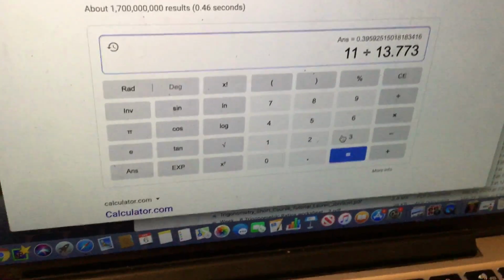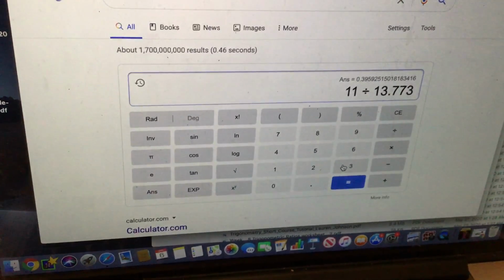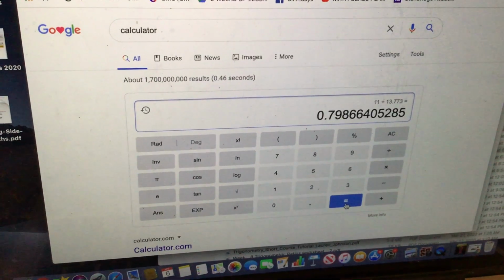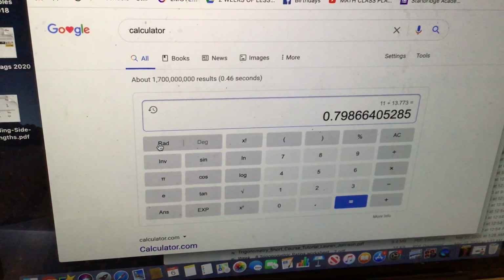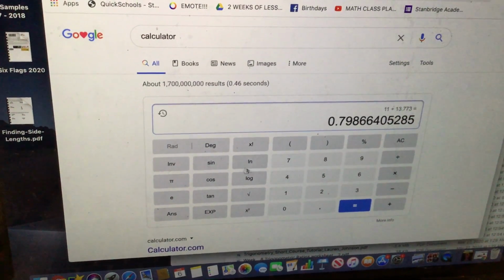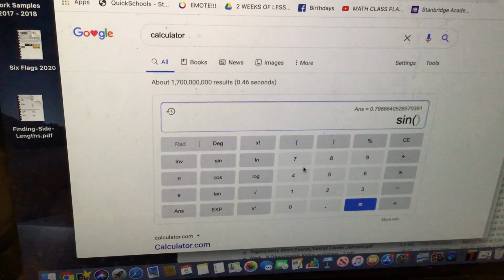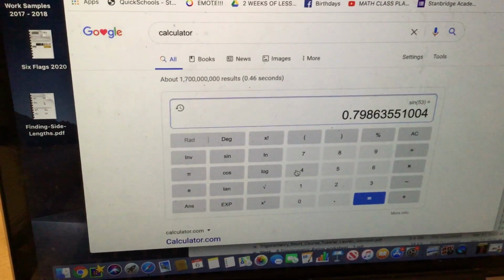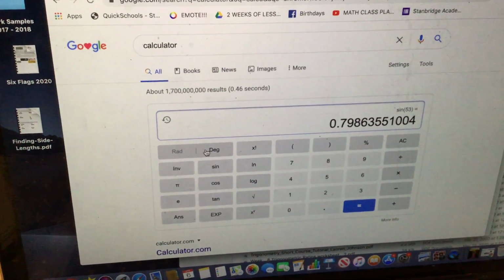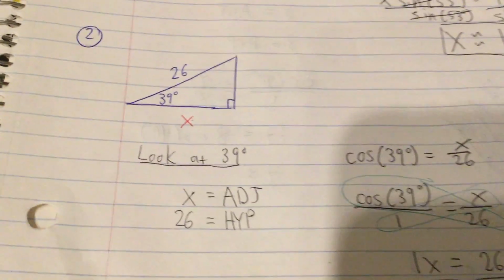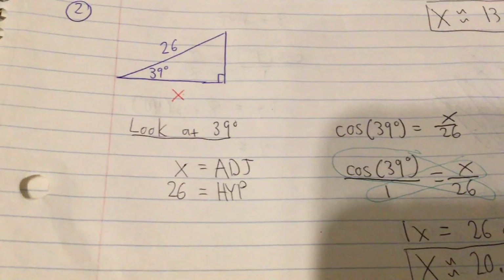Okay, so if I calculate 11 divided by 13.773, do I get the same exact decimal, 0.395? Nope, because I was in radians. Let me check. Sine of 53. There we go. You see why I check if I'm in radians or degrees, because the trig ratio does not match up. Anyway, that is why I do what I do. So you can always check your work, but make sure you're in degrees.